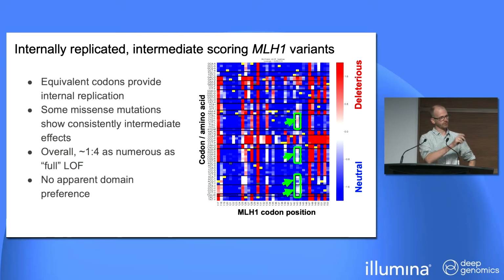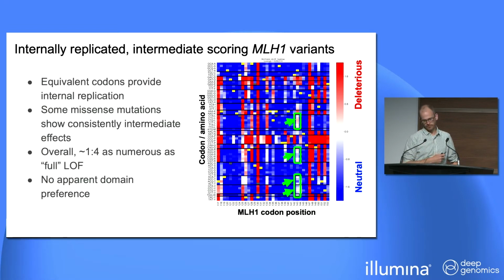So these are now individual different codon substitutions, and they're grouped by the amino acid that they encode. And so you see those groups of them that are in between. They're neither red nor blue, they're white. And overall, these are about a quarter as numerous as the outright loss of function mutations, fairly robustly to where you draw the line.